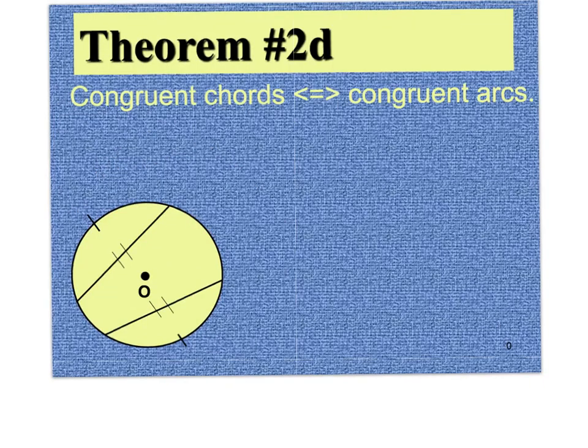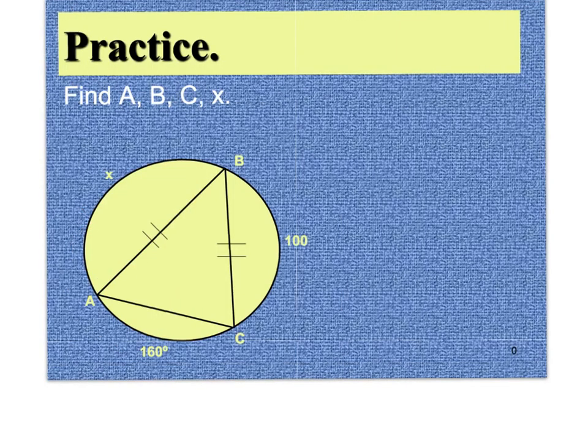Theorem 2D: congruent chords have congruent arcs. So here are my two chords. I'm telling you that they're congruent, so that means the arcs on the outside here are also congruent. Since I know that these two chords are congruent, I can assume that their arcs on the outside here are also congruent. So that means x is equal to 100 degrees.